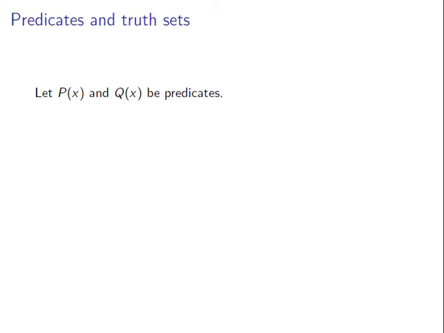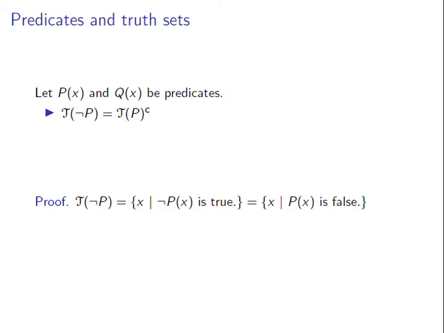Predicates can also be put together using logical operators to form longer predicates. We give here the truth sets of predicates formed using each of the basic operators. Assume that P and Q are predicates with variable x. The truth set of the negation of P is the complement of the truth set of P. Indeed, the truth set of the predicate not P is the set of all objects x such that not P of x is true. Not P of x is true if and only if P of x is false. P of x is false if and only if x is not in the truth set of P. The set of all such x is the complement of the truth set of P.